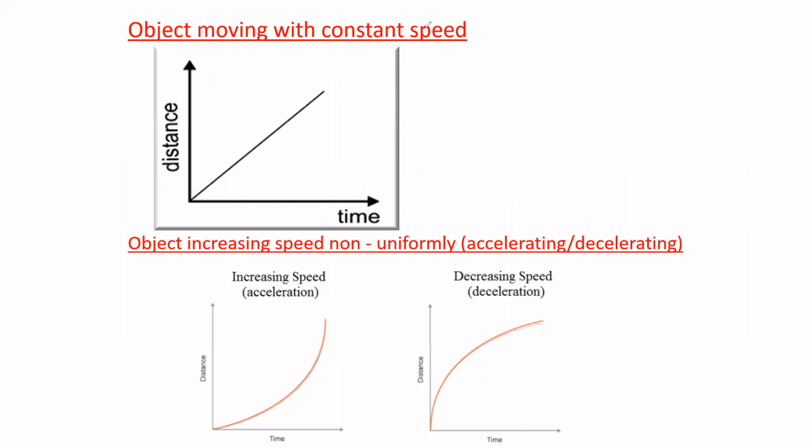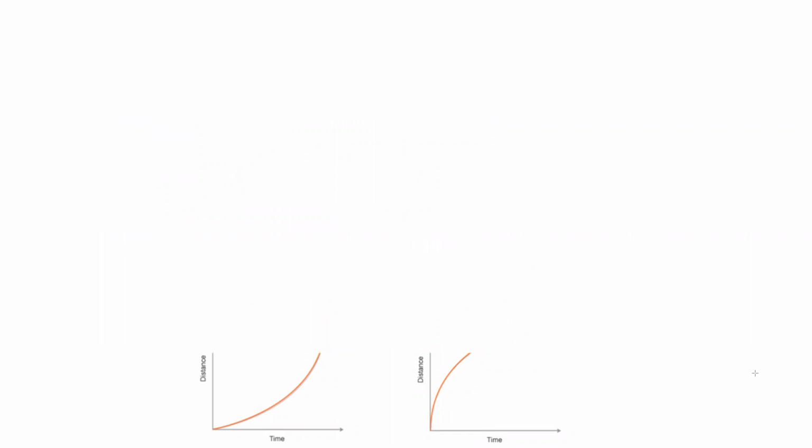So basically there are four graphs which you have to keep in mind for a distance time graph. What are the four graphs? Number one, when the object is at rest or stationary. Number two, the object is moving with a constant speed. Number three, the object is accelerating. And number four, the object is decelerating.